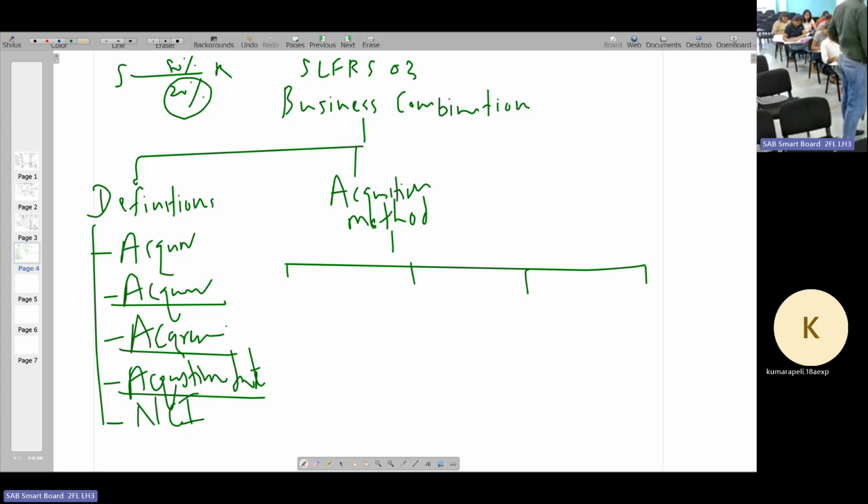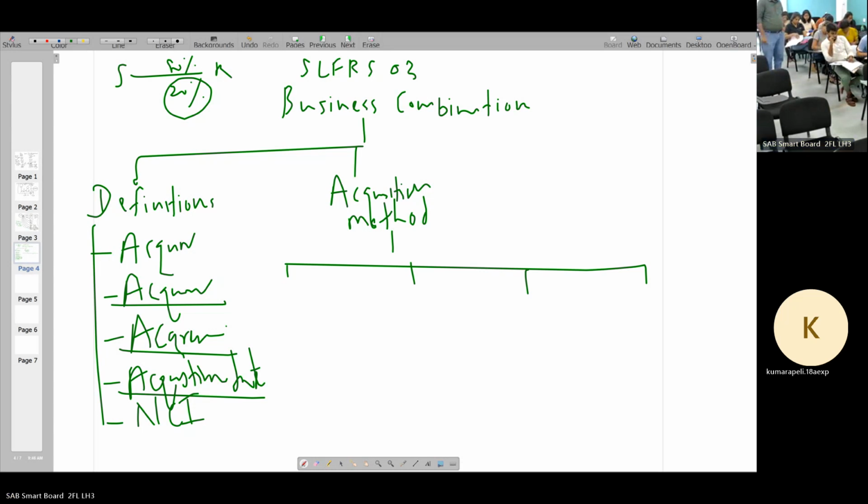Second one, determine the acquisition date. That is also crucial. On this particular date, we should do all the adjustments. We should calculate goodwill or gain on bargain purchase. I will come to that later.